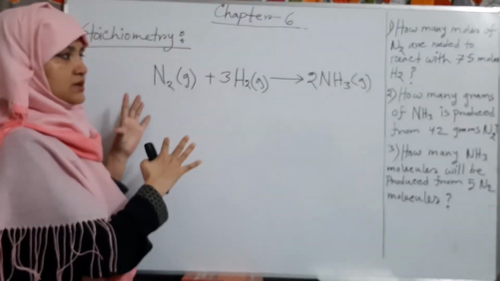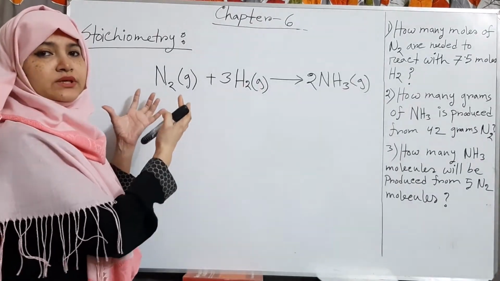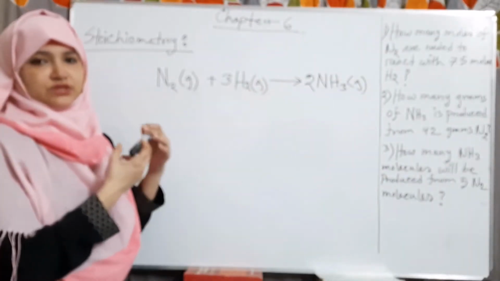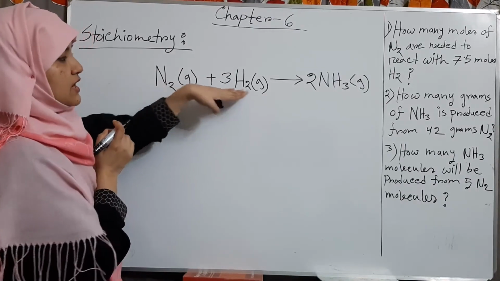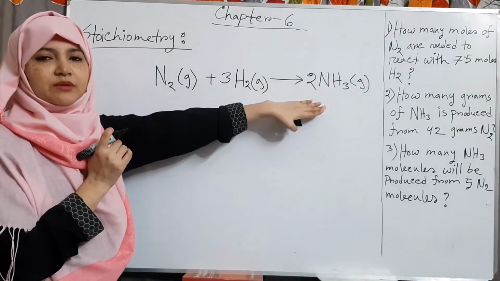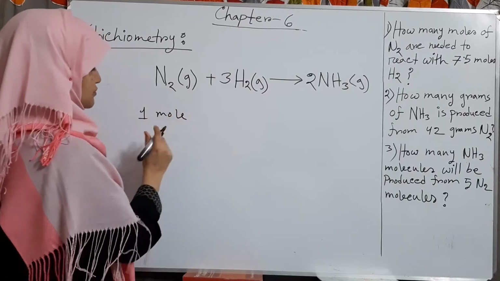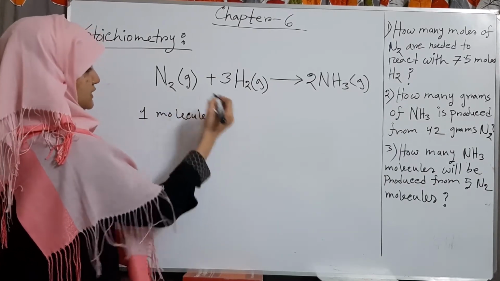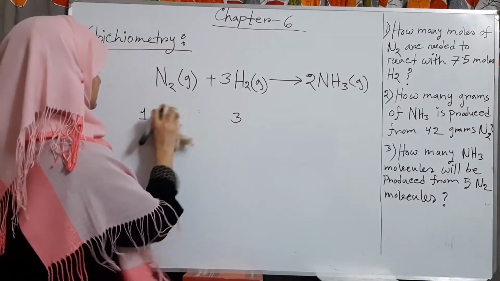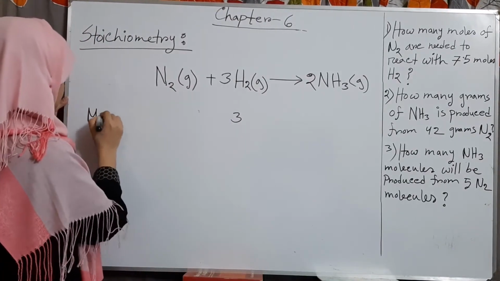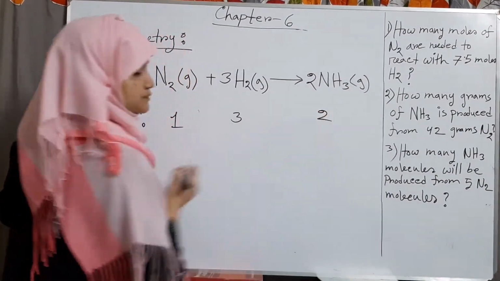From stoichiometric study, which information can we get from any chemical equation? At first, these coefficients tell us the number of molecules. That means here the number of molecules is nitrogen 1, hydrogen 3, and ammonia 2.